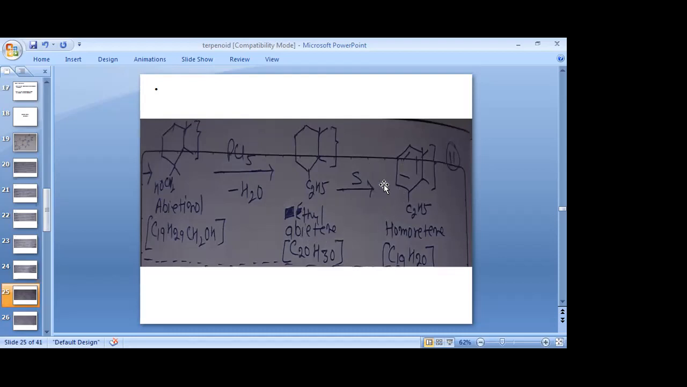After that, if it reacts with sulfur, it converts into this type of compound, which is called homoretene, C19H20. Because C2H5 is at the first position, we can say the carboxylic acid exists at the first position, but the reaction is not complete.